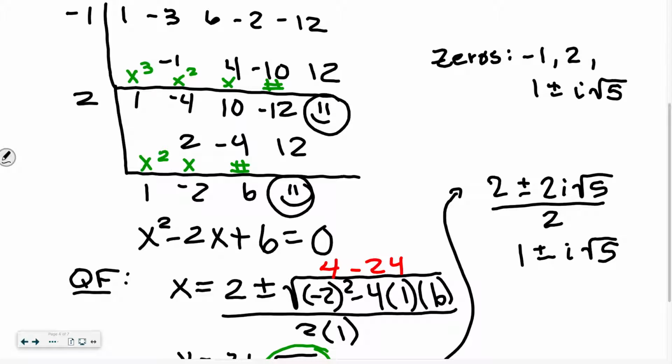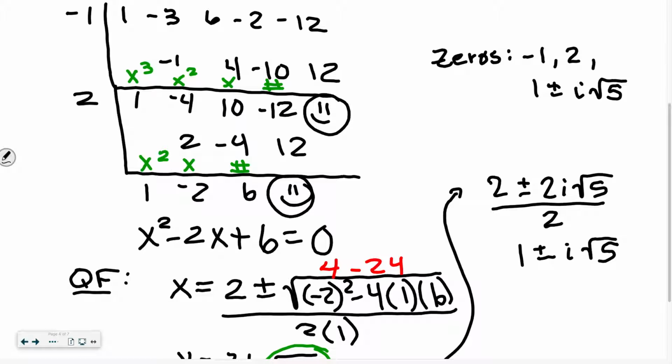Now, how many zeros do I have? 4. 2 imaginary, -1 and 2. How many zeros am I supposed to have, according to the fundamental theorem of algebra? 4, because it was an x to the 4. So have I found all the solutions? Yeah, I could stop looking. How many of those zeros will show up on my graph? 2, only the real ones.